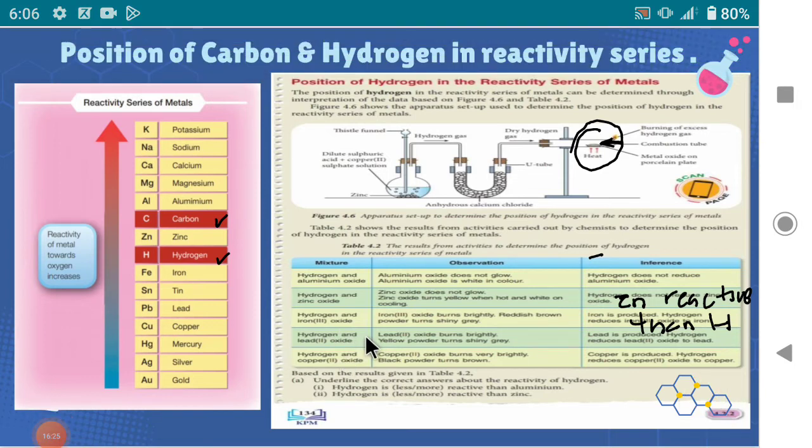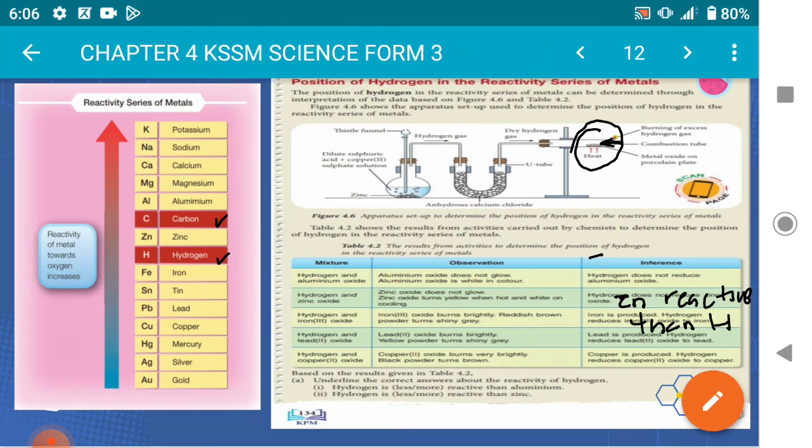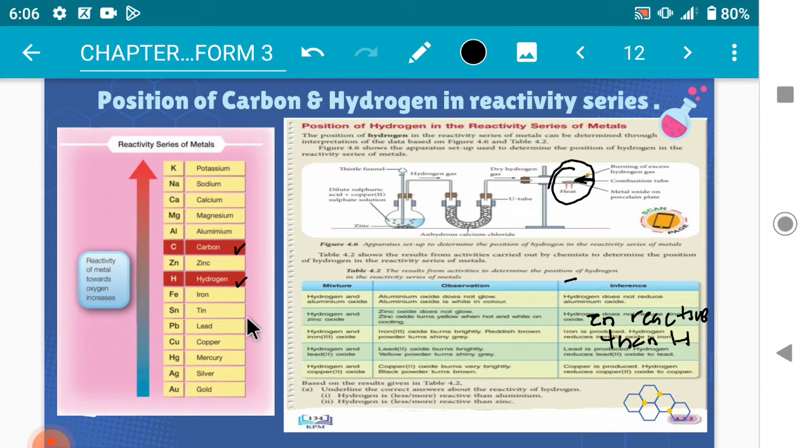And then the third statement, you can read it. Hydrogen and lead(II) oxide. So lead is produced, which means the hydrogen can reduce the lead, which means the hydrogen should be on top of the lead. So it should be here, or there. But we do not know yet. We are very sure that the hydrogen is below the zinc. So these three options.